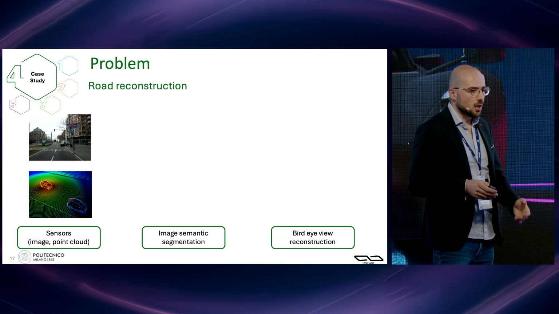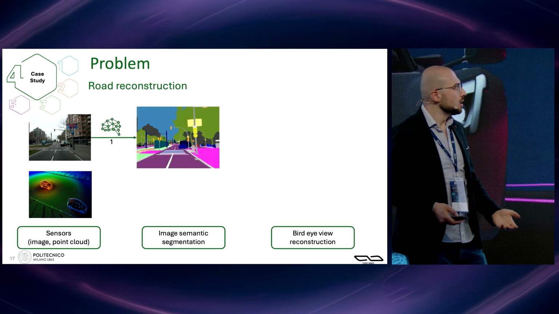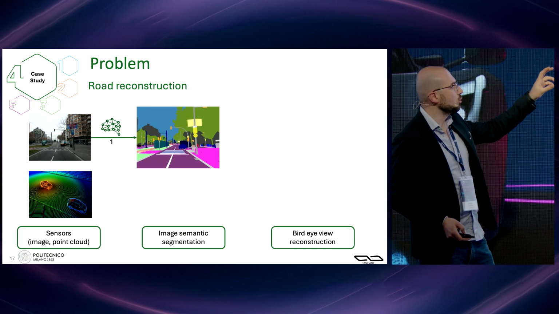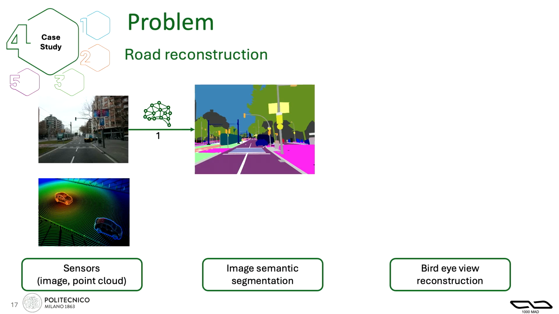This information has to be processed. The first step is to process the camera. So we need to do a semantic segmentation of the camera, to understand where the vehicle can go. In this case, it's the purple area of the image. Okay? But this is a flat image. We need to do another step. We need to go into the 3D world.